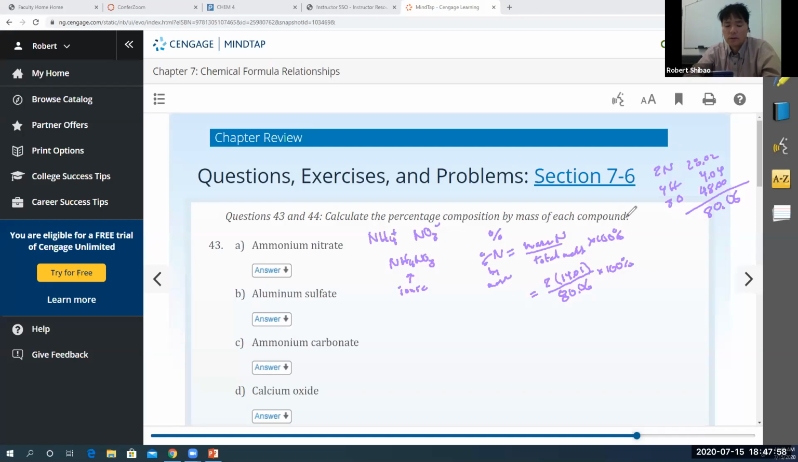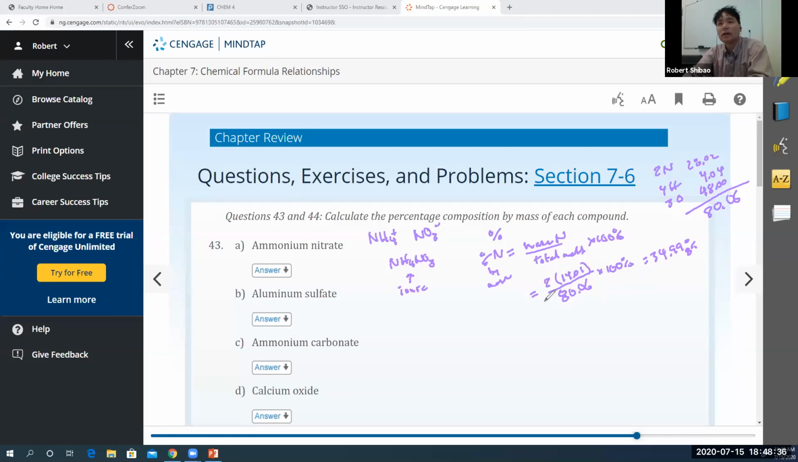So that's going to be 28.02 divided by 80.06 times 100%, which is 34.99%. I'm allowed 4 sig figs, so I'm going to carry 1 extra, and so it's about 35%. If I had 100 grams of ammonium nitrate, in that 100 grams I will have 35 grams worth of nitrogen atoms. That's one way of thinking about it.